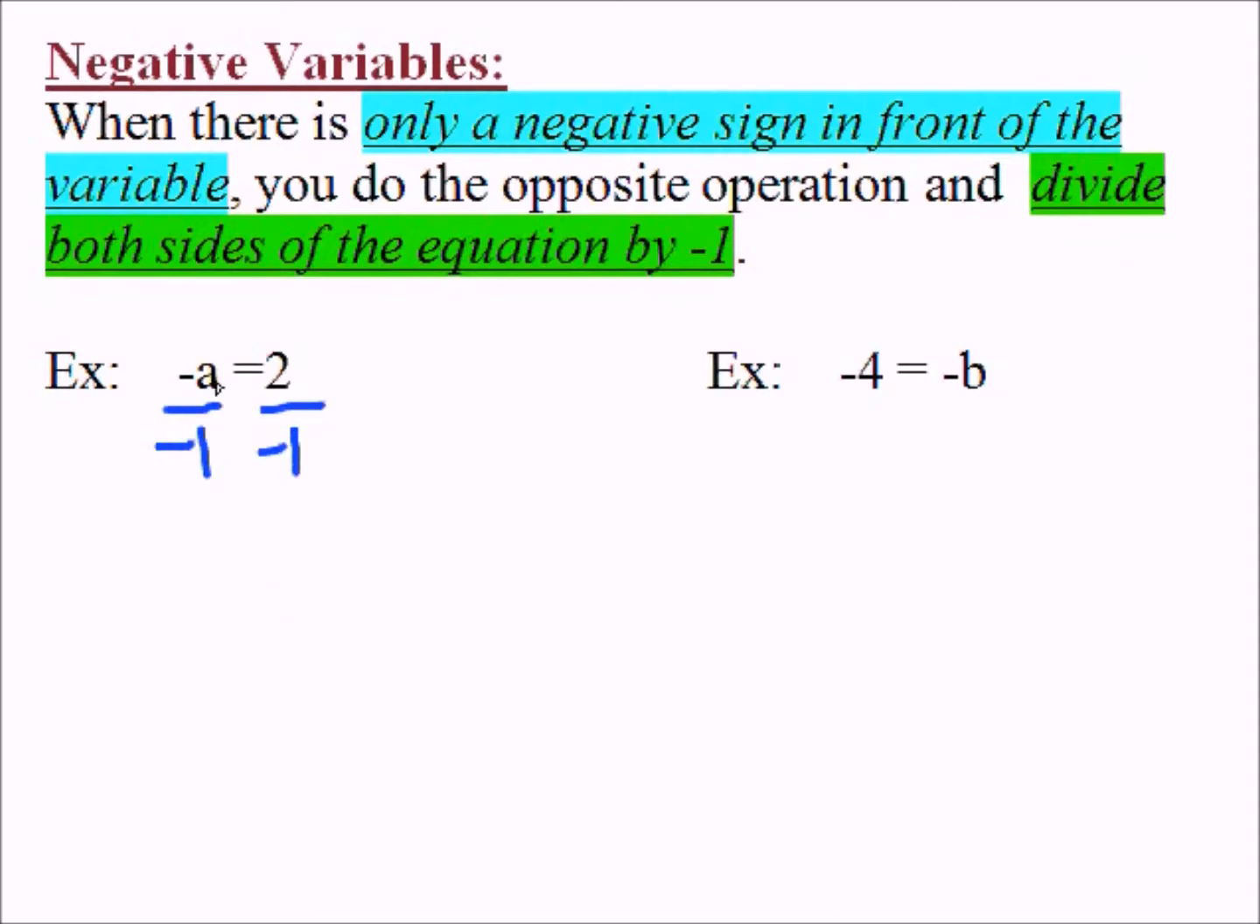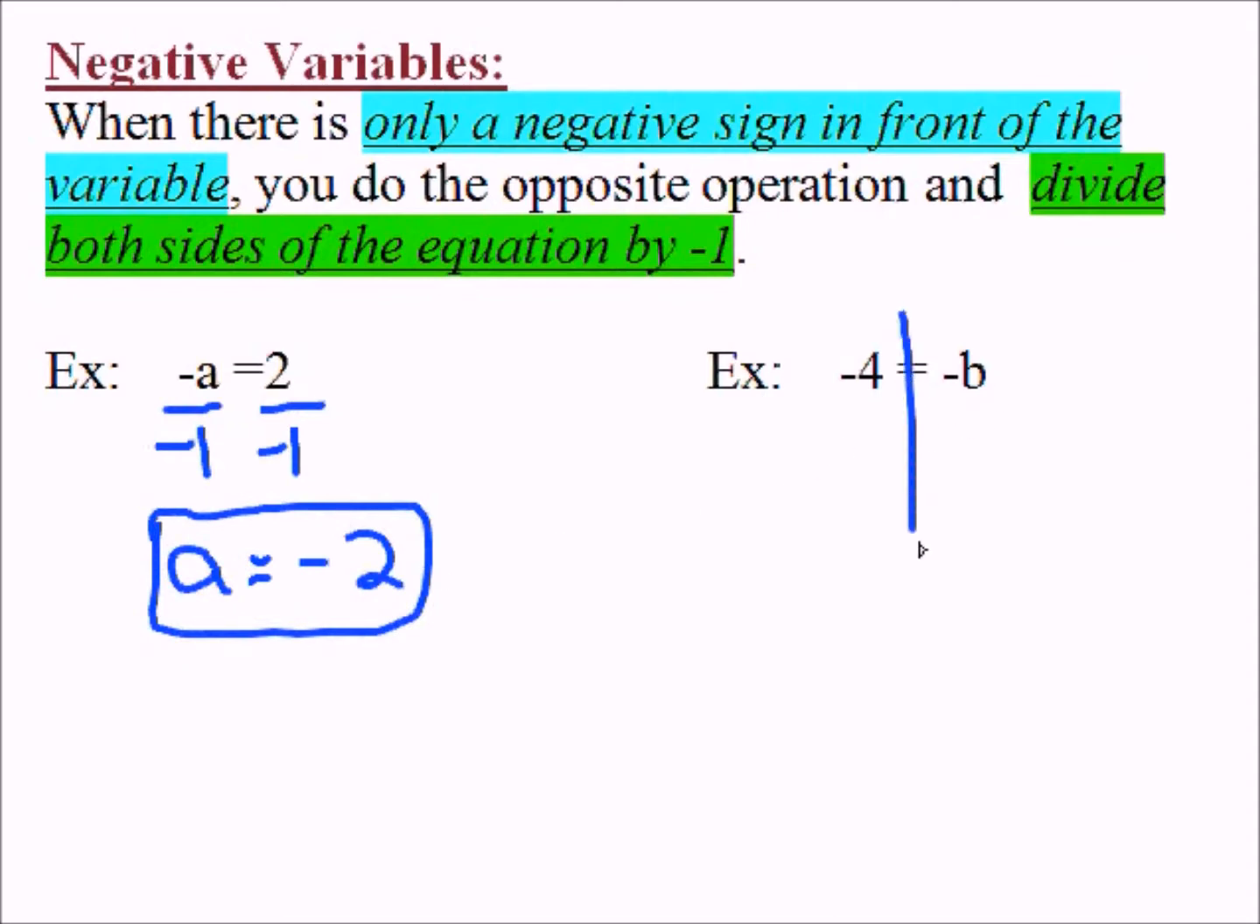Let's see what happens. Negative a over negative 1 is a positive 1a, or just a, because a negative over a negative is a positive. 2 divided by negative 1 is negative 2. And we're left with our solution, a equals negative 2. Other example, negative b equals negative 4. Divide both sides by negative 1 to get rid of that negative from the b. And negative 4 over negative 1 is a positive 4 equals b.